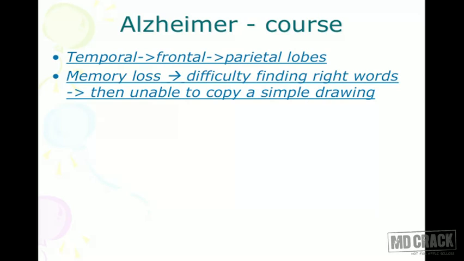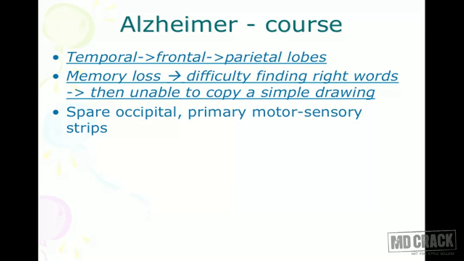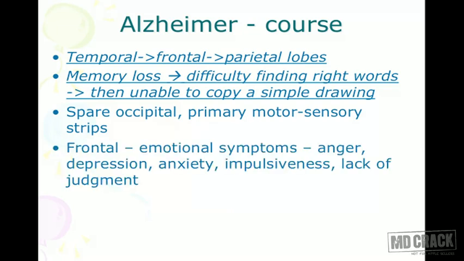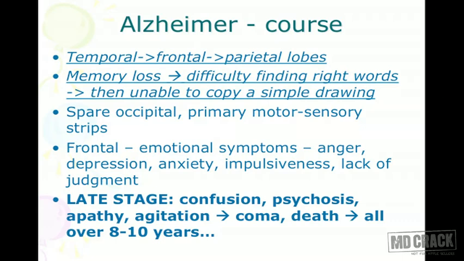As far as memory loss is concerned, in the initial stages, there's difficulty in finding the right words. Then the patient is unable to copy a simple drawing. And it spares the occipital primary motor sensory strips. Due to the frontal affection, you get emotional symptoms of anger, depression, anxiety, impulsiveness, and lack of judgment. And in the late stages, you get confusion and psychosis.